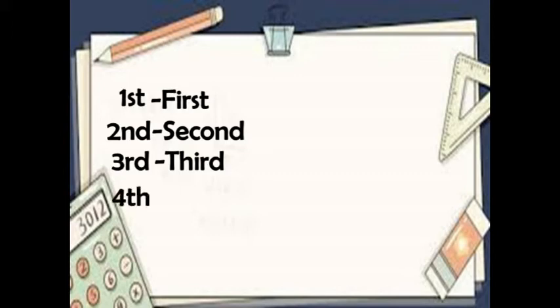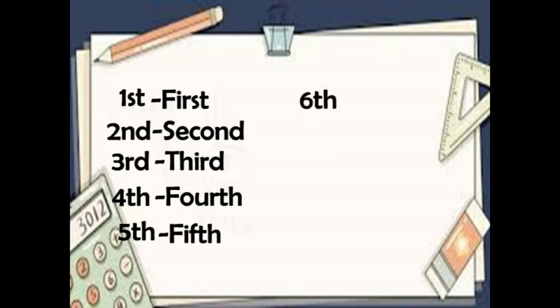And next one, we have here 4, and we add the suffix th, and we can read this as fourth. And next, we have here number 5, and we add the suffix th, and we can read this as fifth. Another one, we have here number 6, and we add the suffix th, and we can read this as sixth.